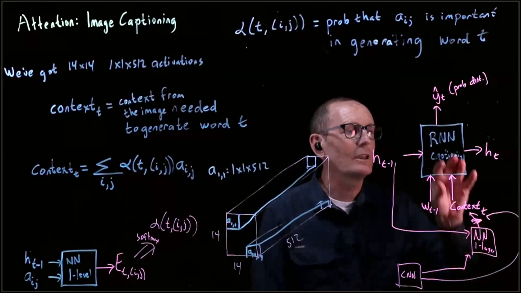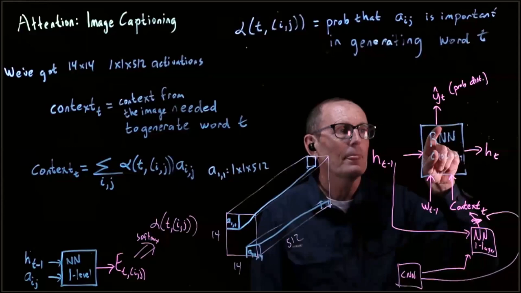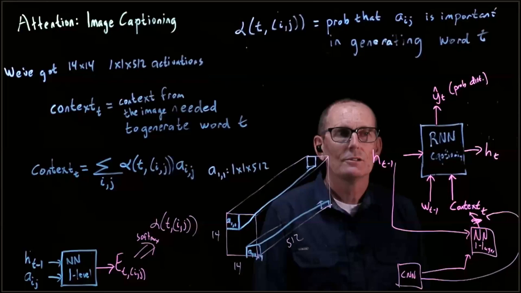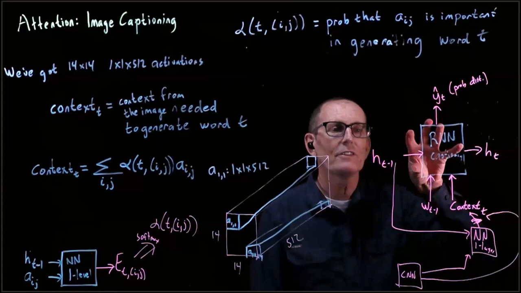What would be a good RNN to start with here? Is there any transfer learning that we could do? Transfer learning in the RNN? Well, when we're generating captions, do we want it to be good English? Yes. Are there models that know a lot about English? Yes. And they are called? Language models. So this would be a perfect case to start with a language model, right? And then do some transfer learning.